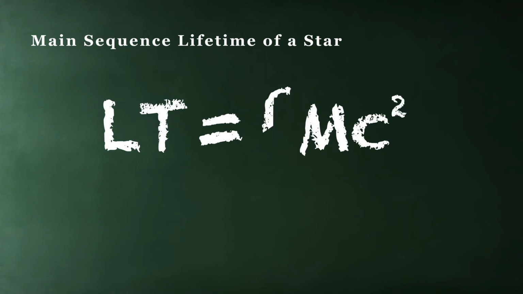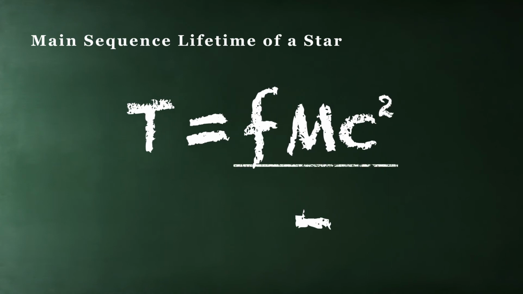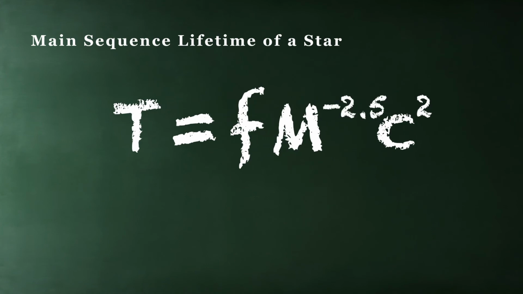So if we take the fraction f of a star's mass and then convert that into energy, we have this total energy a star produces during its lifetime. Let me solve this equation for t, and you can see that a star's lifetime in seconds equals this fraction f times c squared divided by the mass to the 2.5 power.